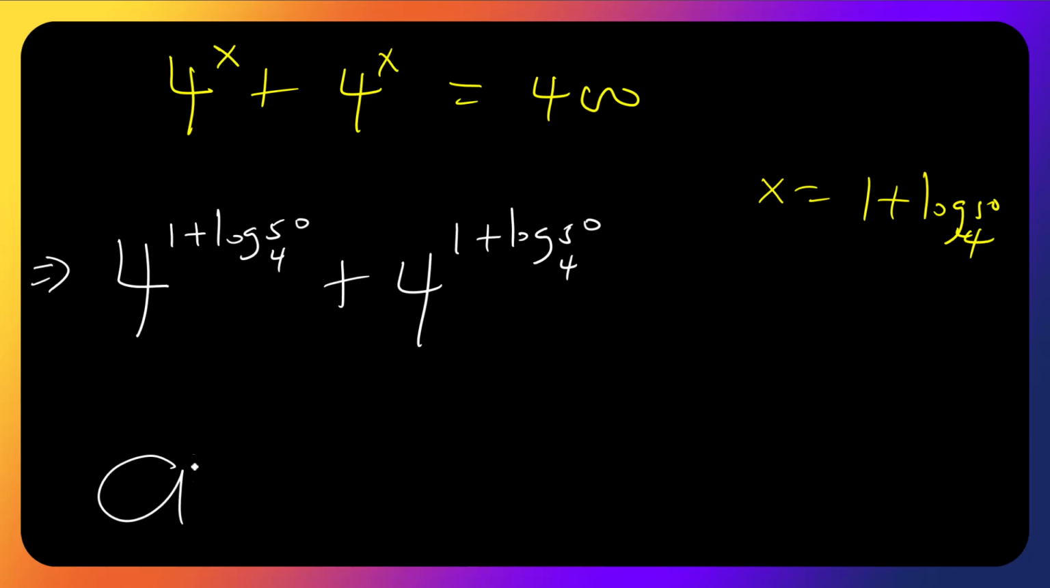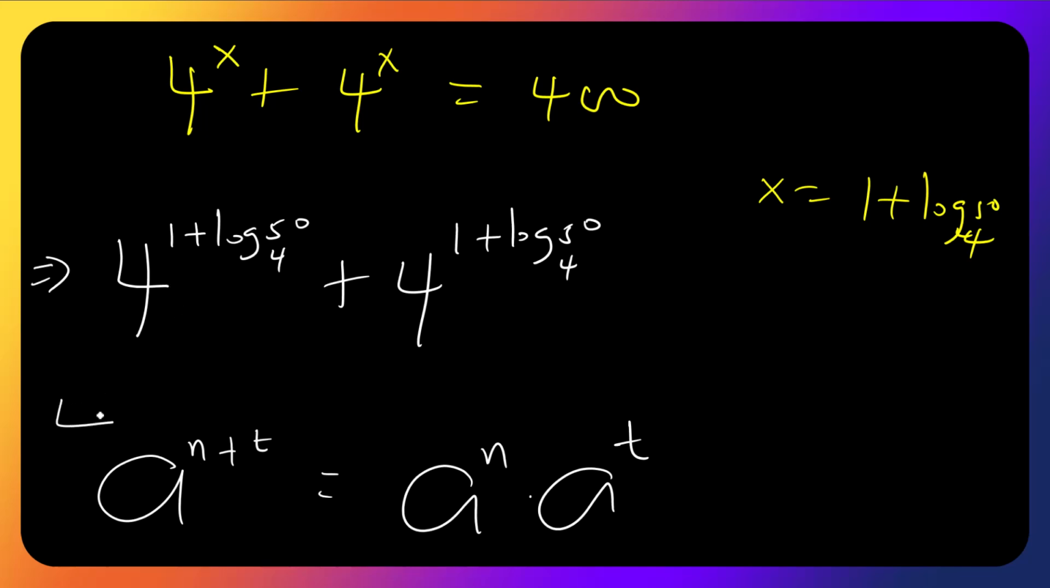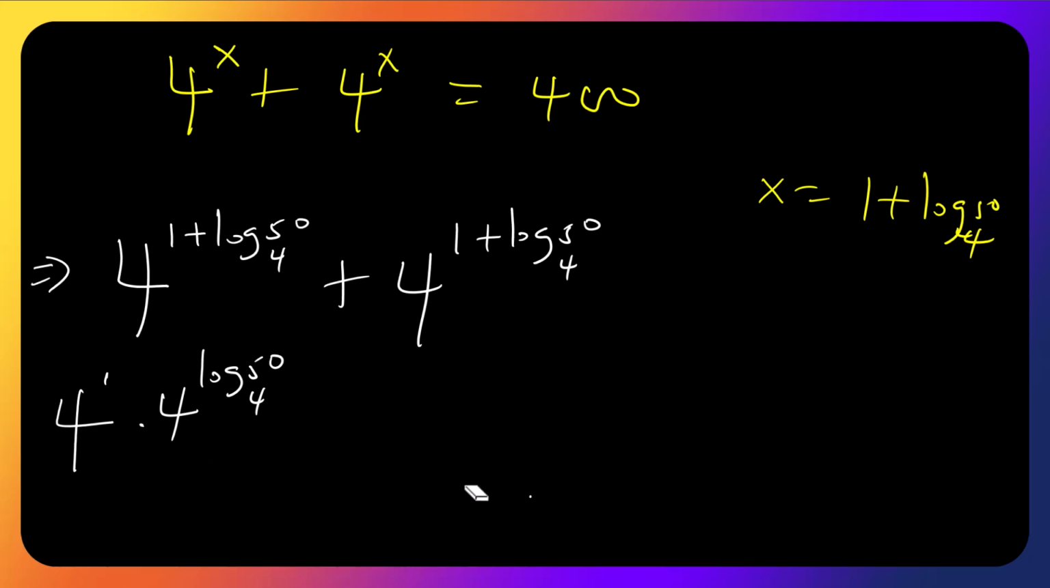Now when we have a to the power n plus t, the same as a to the power n times a to the power t. So this plus here, according to this one will change to 4 to the power 1 times 4 to the power log 50 to base 4. Plus 4 to the power 1 times 4 to the power log 50 to base 4.